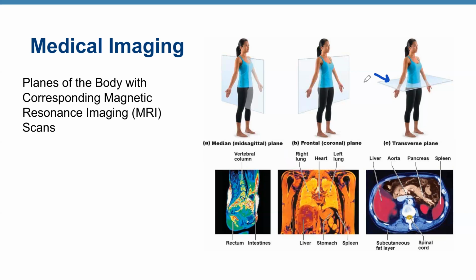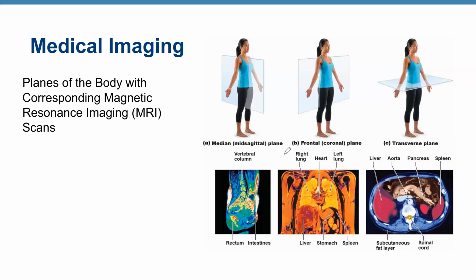And you have a transverse plane that divides your body into superior and inferior parts. And the section that is produced is called a cross section. And you can see a cross section shown in the MRI image.